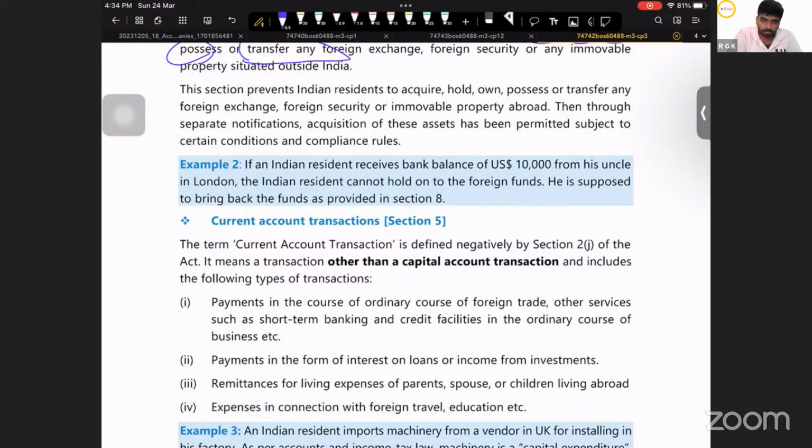See, normally these are capital. Why? Taking a loan is a capital account transaction. But what are they saying? They are specifically including it. Even if it is not in that category, they are including this particular transaction here. They say that short-term banking or credit facilities in the ordinary course of business should be treated as current account transaction. Then, payment in the form of interest on loans or income from investments.